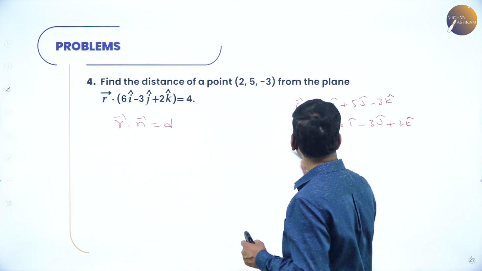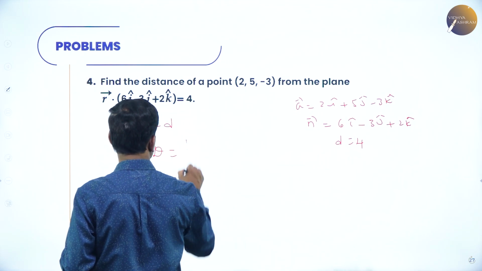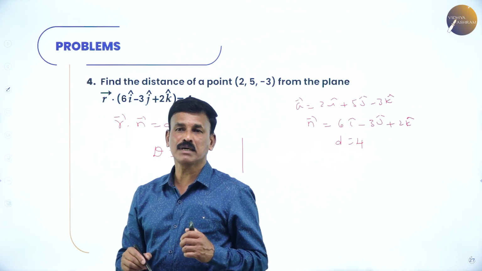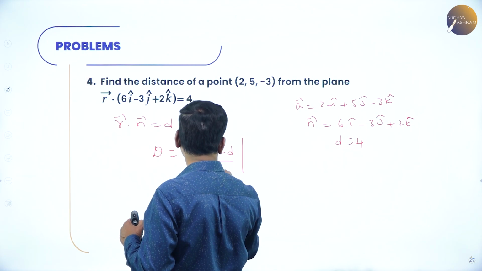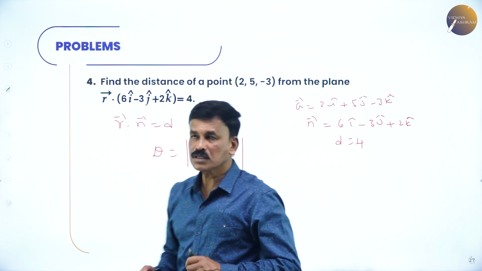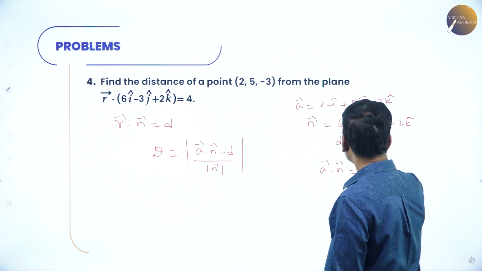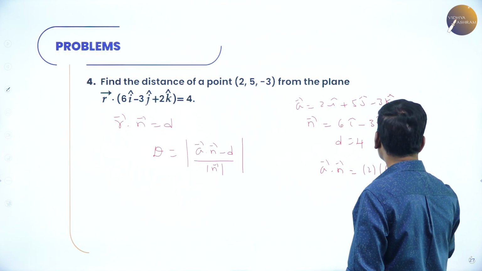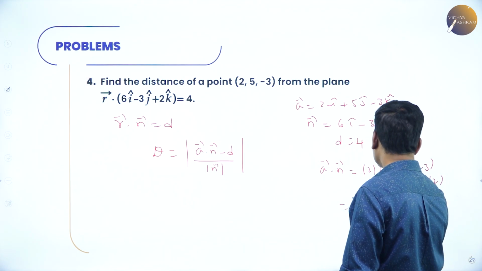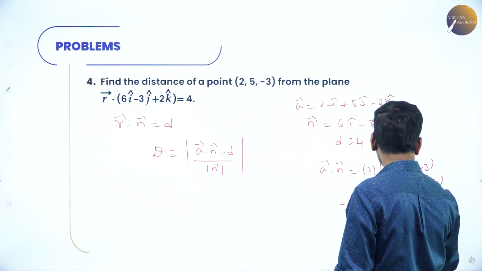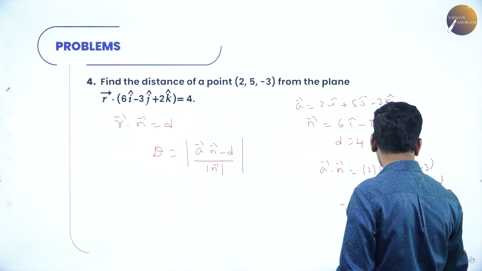Okay. And what is d? d is equal to 4. So, what is the formula? The distance, capital D, is equal to vector a dot n minus d divided by the length of vector n, that's it. Okay. Now, simplify this. Now, find out vector a dot n, the dot product of a and n. a dot n is equal to 2 into 6 plus 5 into minus 3 plus minus 3 into 2. So, 6 2s are 12, 5 3s are 15, 3 2s are 6. So, that is nothing but 12 minus 21, that is equal to minus 7.